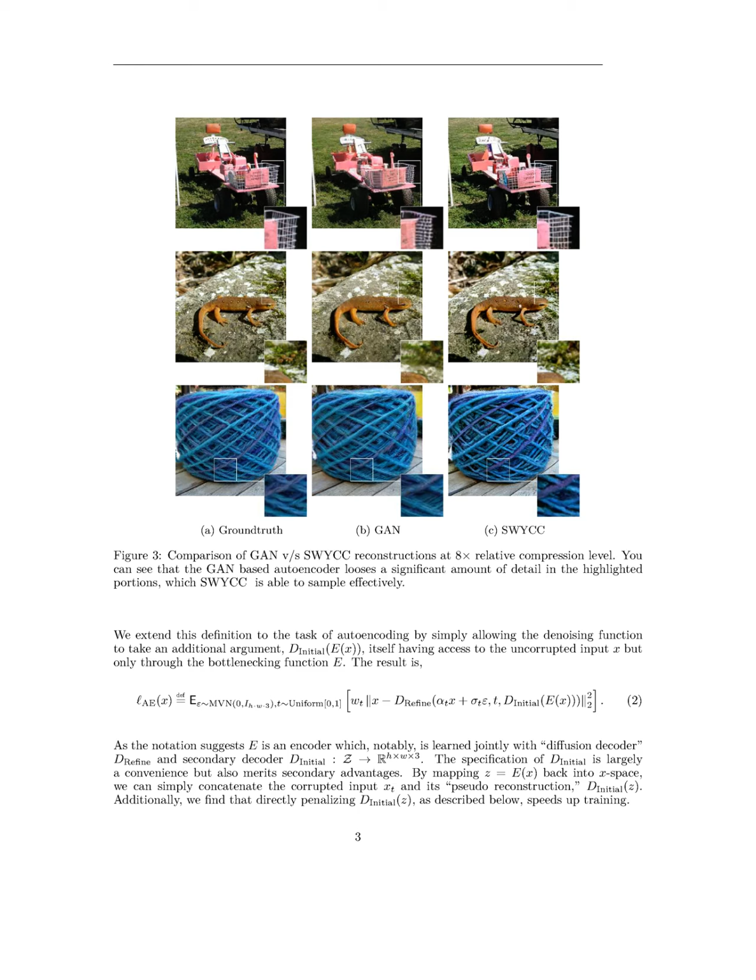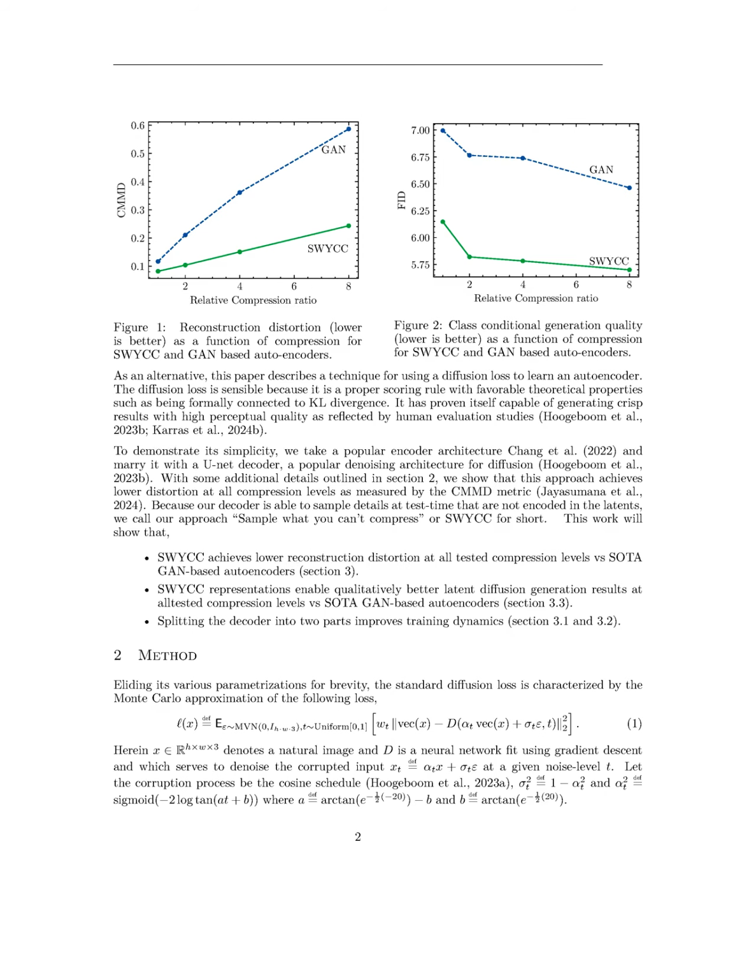This latent representation is then utilized by two decoders, the initial decoder, D_initial, which reconstructs a pseudo-image from the latent space, and the refinement decoder, D_refine, a U-net architecture that enhances the reconstruction by sampling additional details at test time. The diffusion loss is applied to the corrupted input, X_T, and the output of D_initial, allowing the model to learn to denoise and generate high-quality images. This multi-component approach enables SWYCC to achieve lower reconstruction distortion and better perceptual quality compared to traditional GAN-based autoencoders.